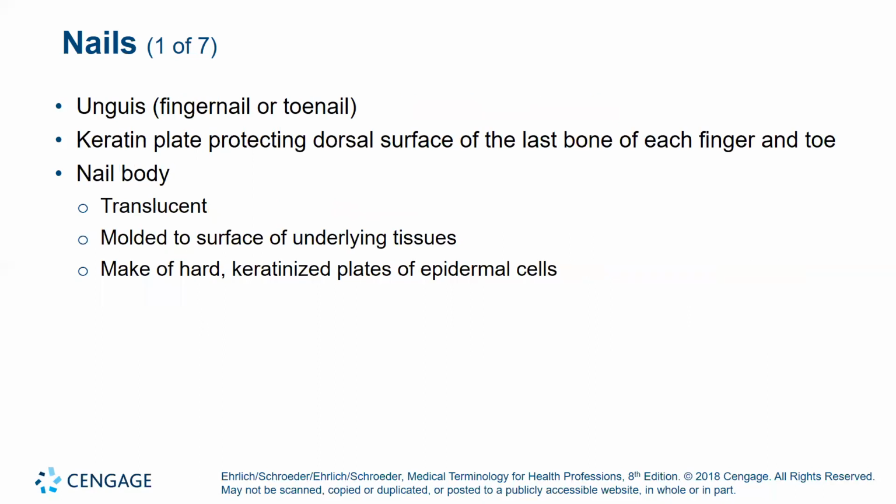We have nails. Unguis is fingernail or toenail. Keratin plate protecting the dorsal surface of the last bone of each finger and toe. We have the nail body. It is translucent, molded to surface of underlying tissues, made of hard keratinized plates of epidermal cells.